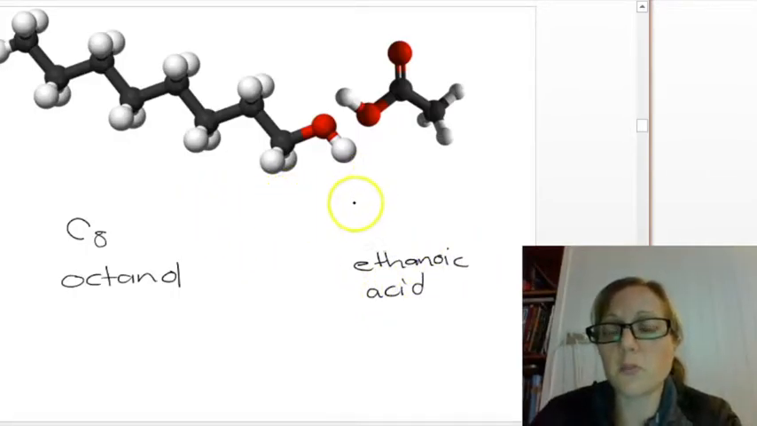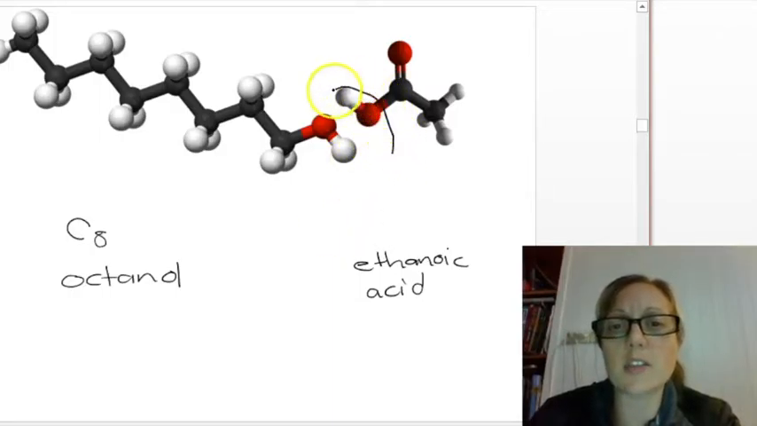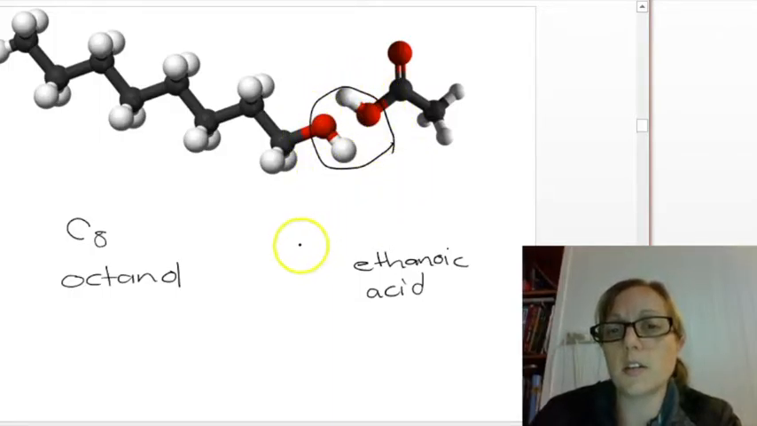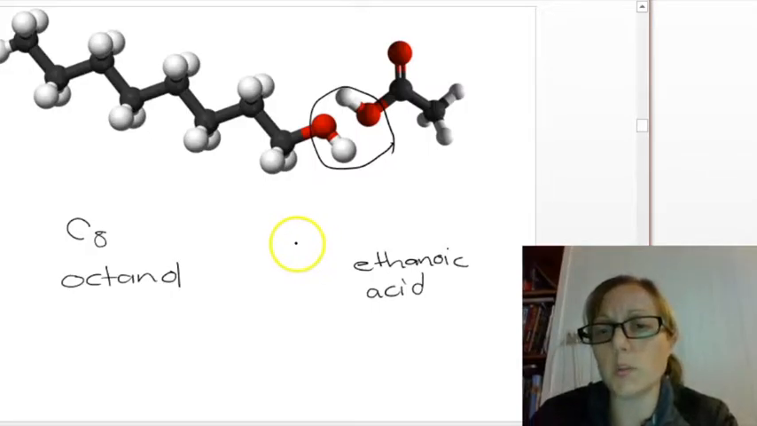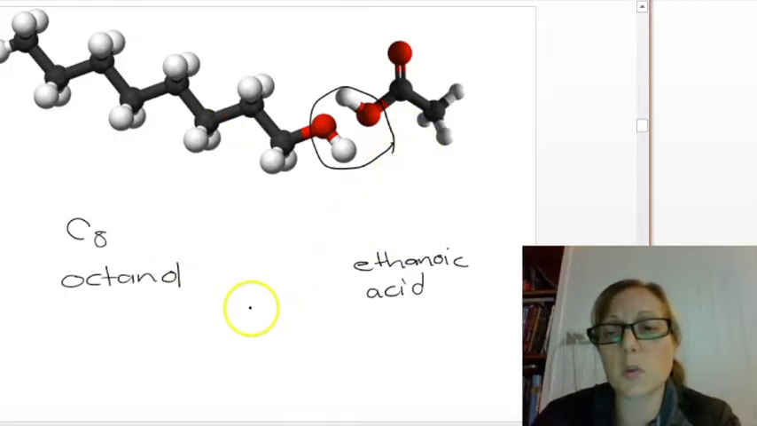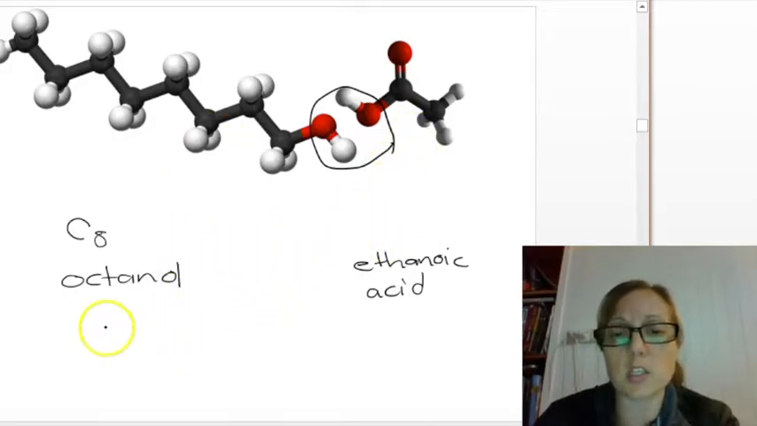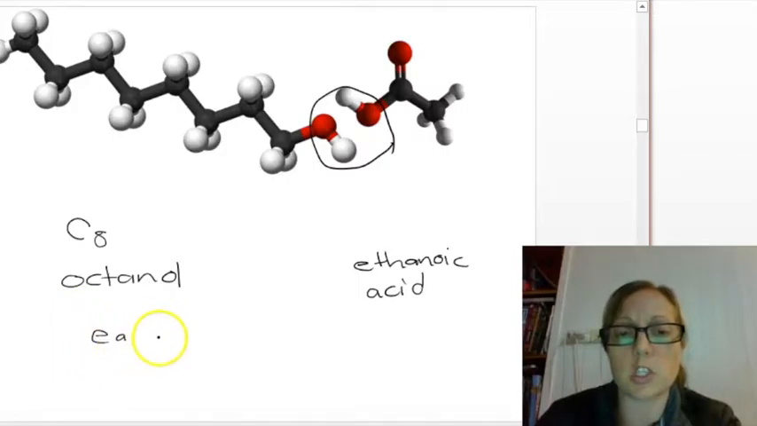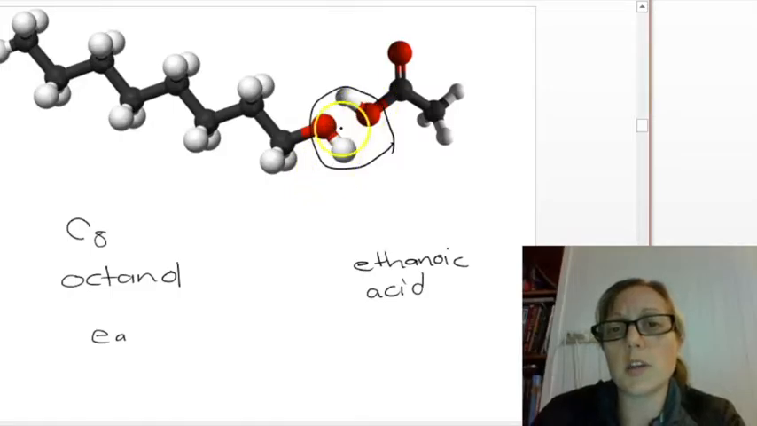Alright, so for this condensation reaction to occur, we need to have this part collide. And we need to do that without losing any of our reactants. So our reactants in this case being octanol and ethanoic acid. So we need to reach our activation energy. So EA needs to be achieved. And we need to have successful collisions. We need to have these two parts colliding.